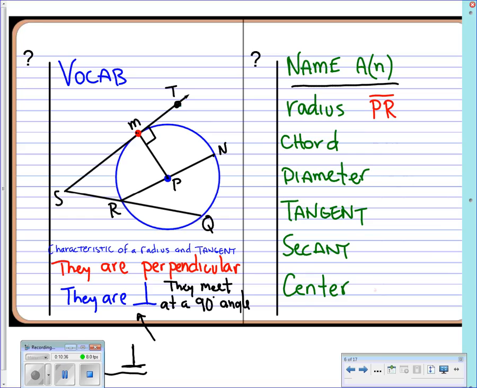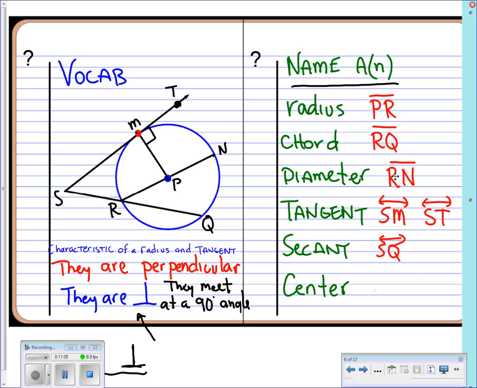There's an example of radius. As I said earlier, there's several different choices. Then we have a chord. RQ is a good choice. RN is a chord. It's a special kind of chord we'll call a diameter. Tangent. Tangent is a line that meets a circle in one and only one place. SM, ST, those are good ways of writing the notation of that particular line. Either one of those works.